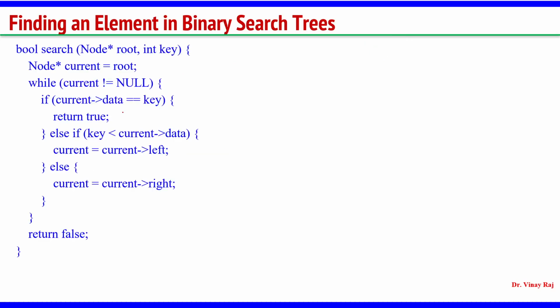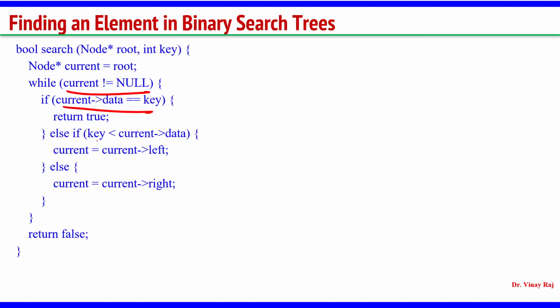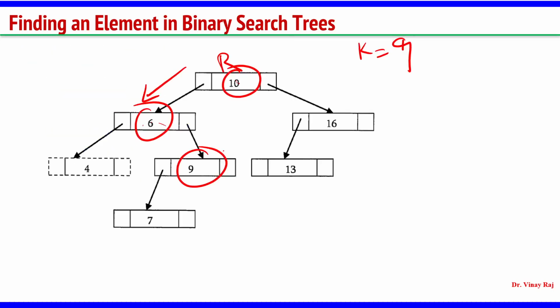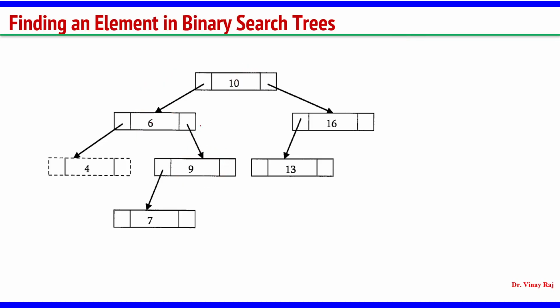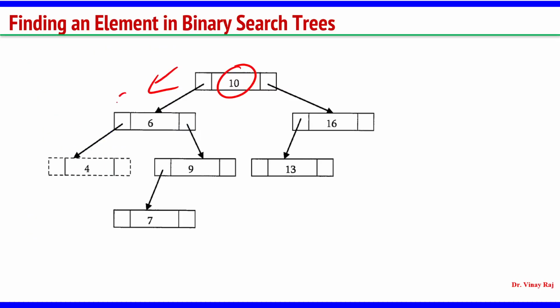Very simple logic. While current not equal to null, if the current data equals the key, this is my current. Is this 10 equal to key? No. Then, if key less than current data? Yes, it is less than current. Then current equals current left. So, this becomes my current.